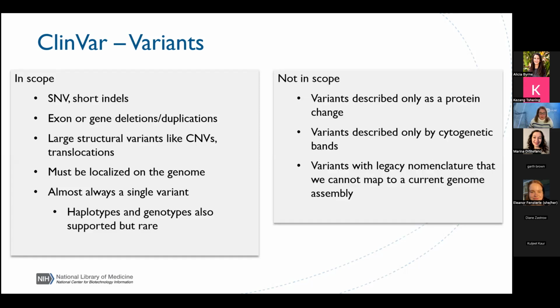So there are a few kinds of variants that are not in scope for ClinVar. We don't take variants that are described only as the protein change. It must be described as the nucleotide change. We don't take variants that are described only by cytogenetic bands. So we wouldn't expect something that's just like a 20q deletion. And we don't take variants with legacy nomenclature that we can't map to a current genome assembly.